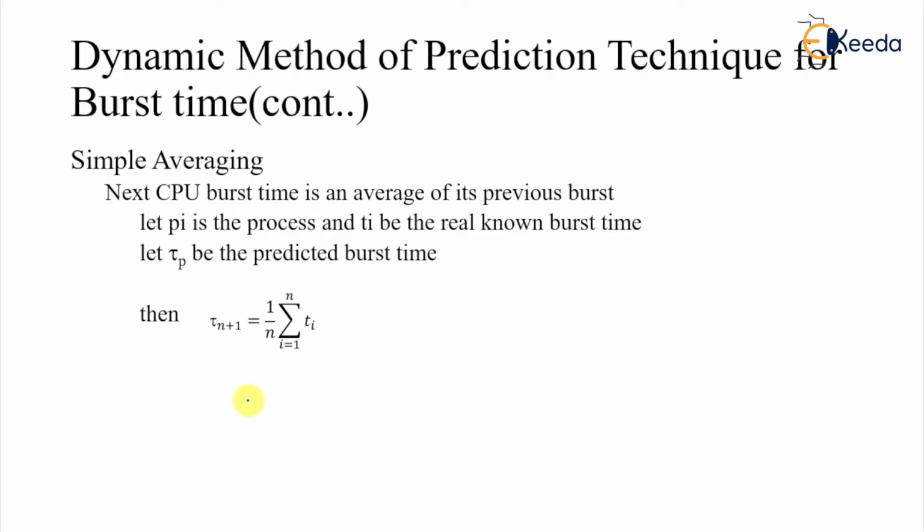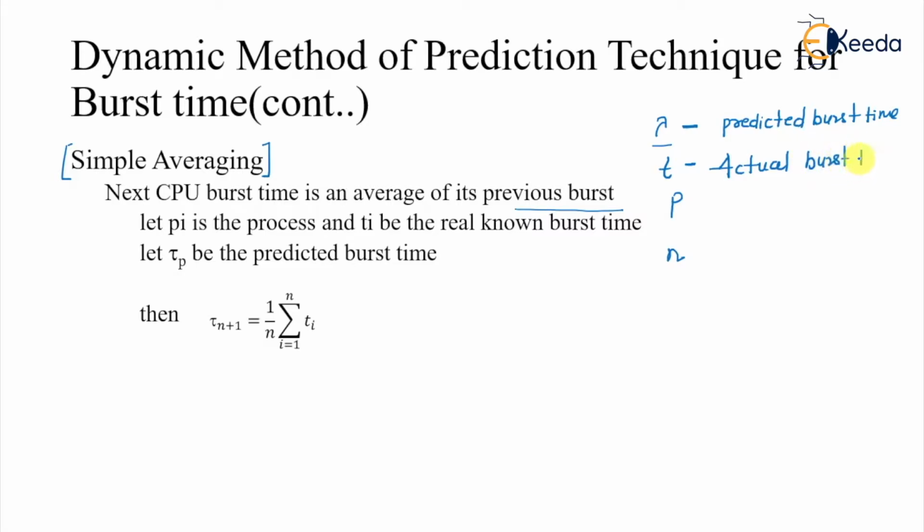Static prediction depends only on the process size. Then we have two different methods for dynamic prediction, where we predict the burst time dynamically. The first is simple averaging: the next burst time will be the simple average of its previous bursts. Here we use a few notations: tau is the predicted burst time, and T is the actual burst time that it ran for.